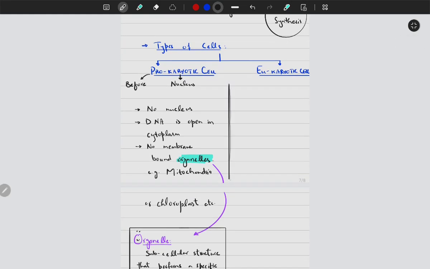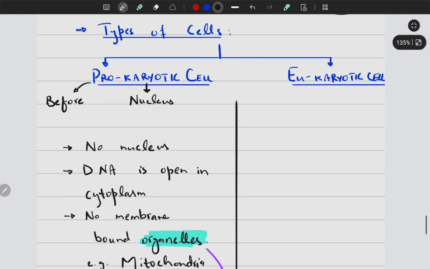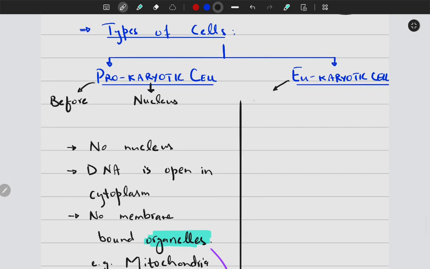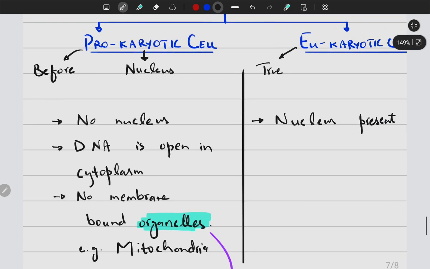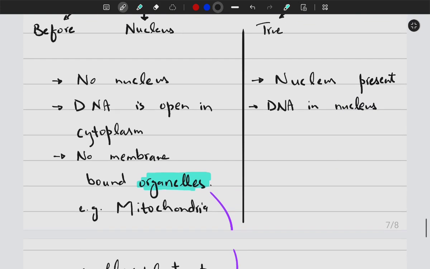Please remember that. Now if we go to eukaryote, the eu means true, and karyo again means nucleus. So they have a true nucleus, a proper nucleus. So nucleus is present. It means their DNA or chromosomes are inside the nuclear membrane, right? DNA inside the nucleus. We will talk about nucleus in detail in the upcoming lessons.